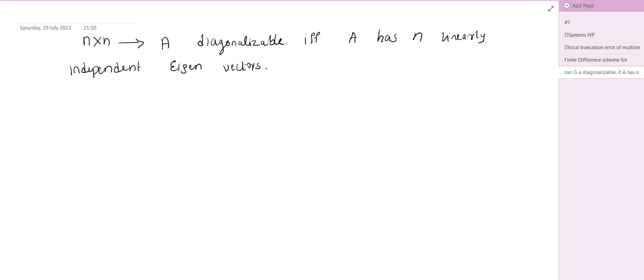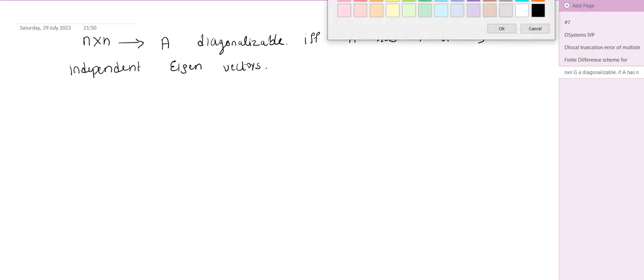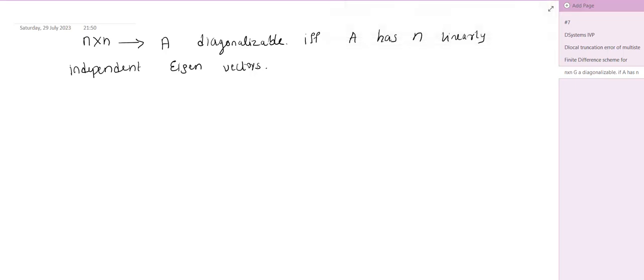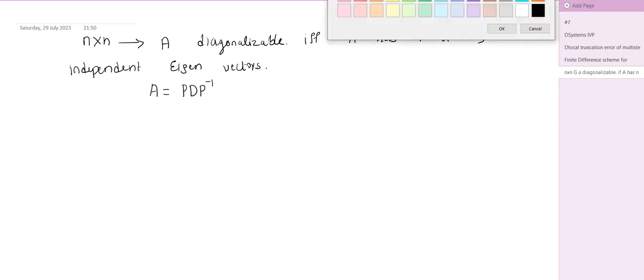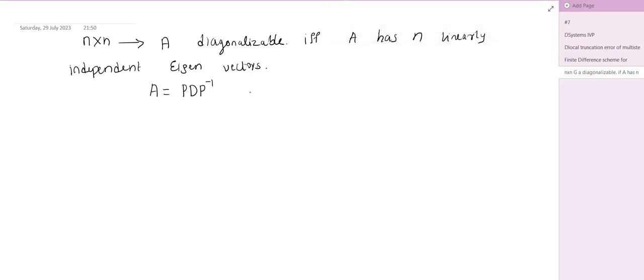Okay. So in fact, what we are doing in diagonalization, the simple understanding is that any given matrix A, we are going to write it as A equals P D P inverse. Here P is the matrix having all the linearly independent columns, meaning it has all the linearly independent vectors, P inverse is the inverse of this matrix, and D is the diagonal matrix.